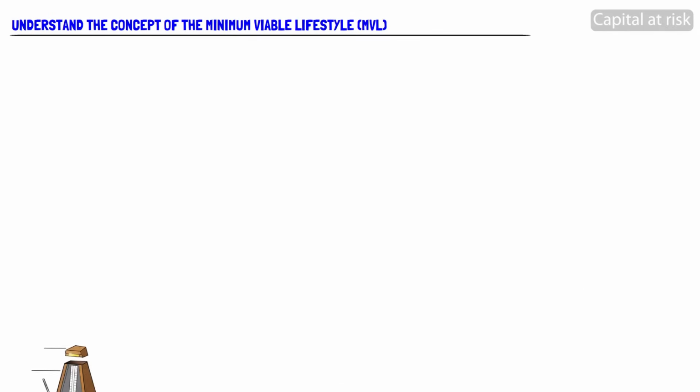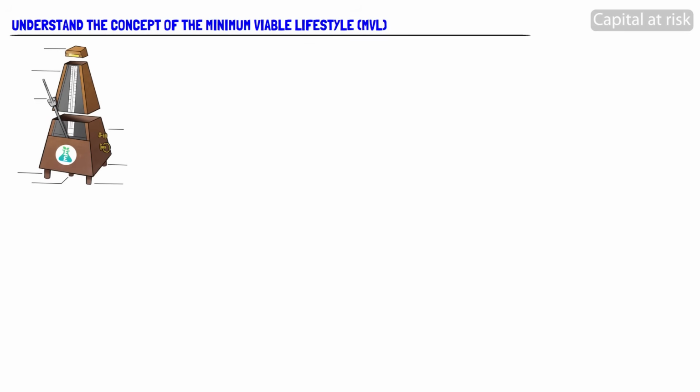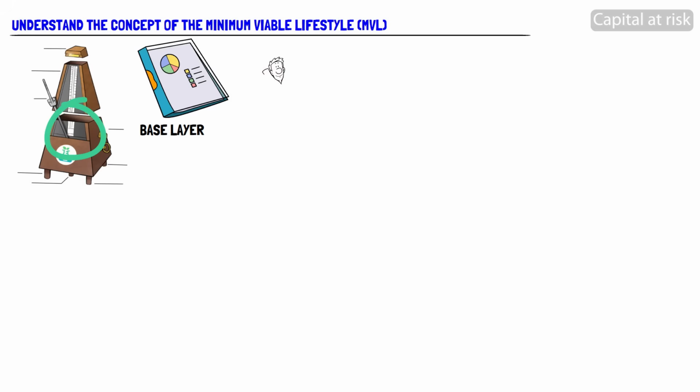First, you need to understand the concept of the minimum viable lifestyle, the MVL. This ties directly into the metronome portfolio approach that I came up with. In that model, the MVL is supported by the base layer of the portfolio, steady, dependable dividend income that provides balance. Just like the weighted bottom of a metronome keeps it ticking evenly, this base keeps your financial life steady and predictable, even when markets fluctuate or life takes unexpected turns.